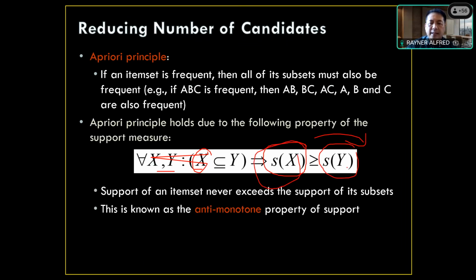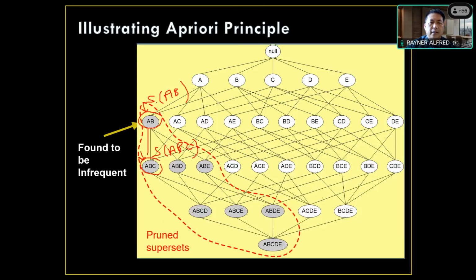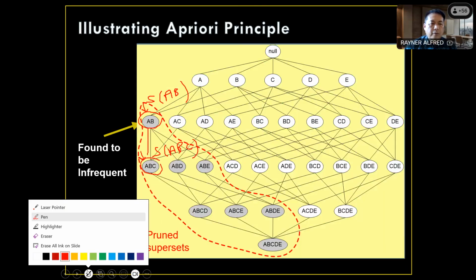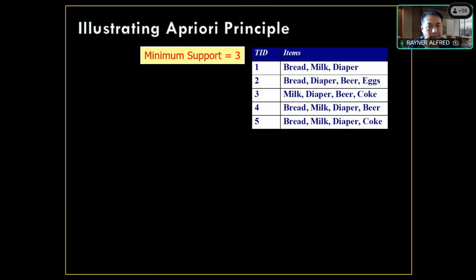So based on this assumption, we can ignore the rest when we find that this is not frequent. Okay, let's take a look. How do we illustrate this one? Okay, this is your transaction. We set the minimum support to be 3.